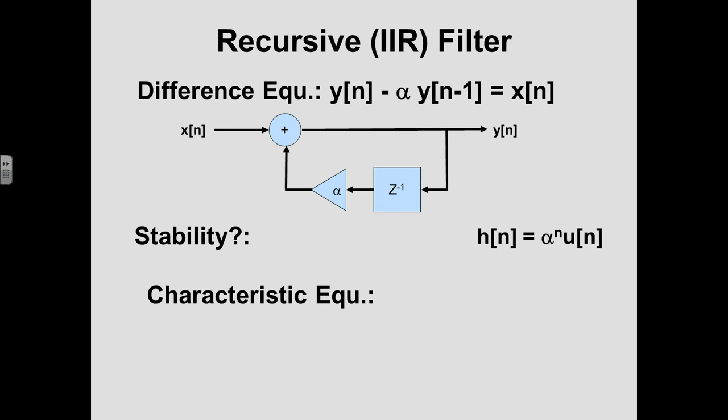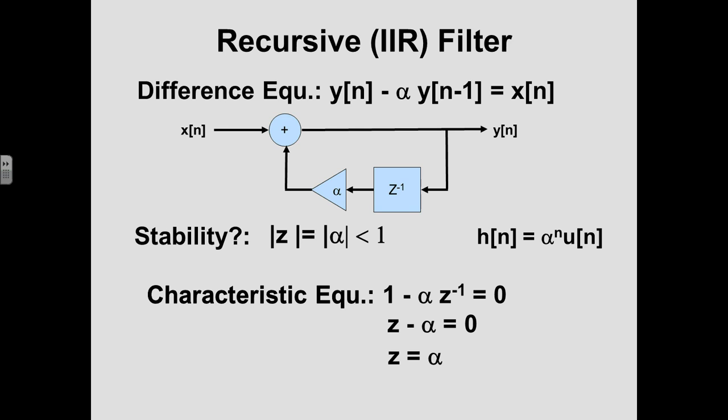Now I can easily pick off the characteristic equation for this system. It looks like 1 minus alpha times z to the minus 1, and the homogeneous solution is equal to 0. Multiplying everything through by z, you get z minus alpha is 0, z must be alpha. Now, to be a stable system, we want z, the root to the characteristic equation, to have a magnitude less than 1. And so if we limit ourselves to that case, we'll have a stable system. So let's do that.